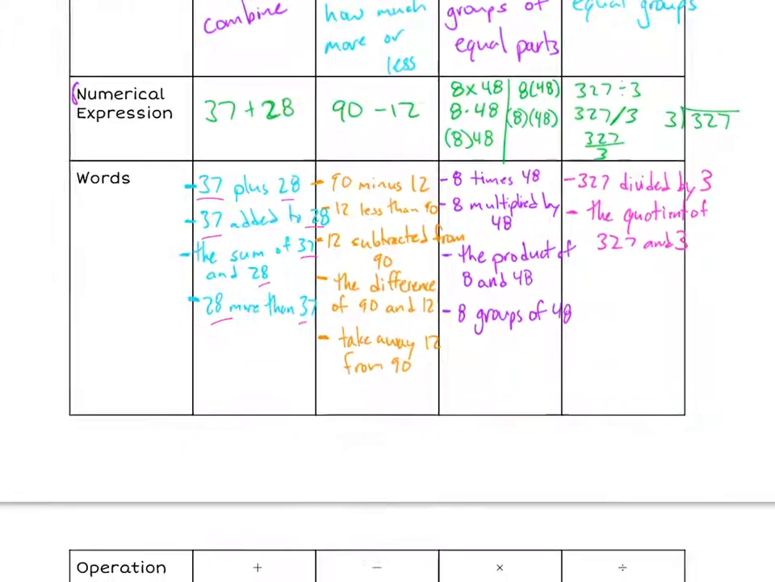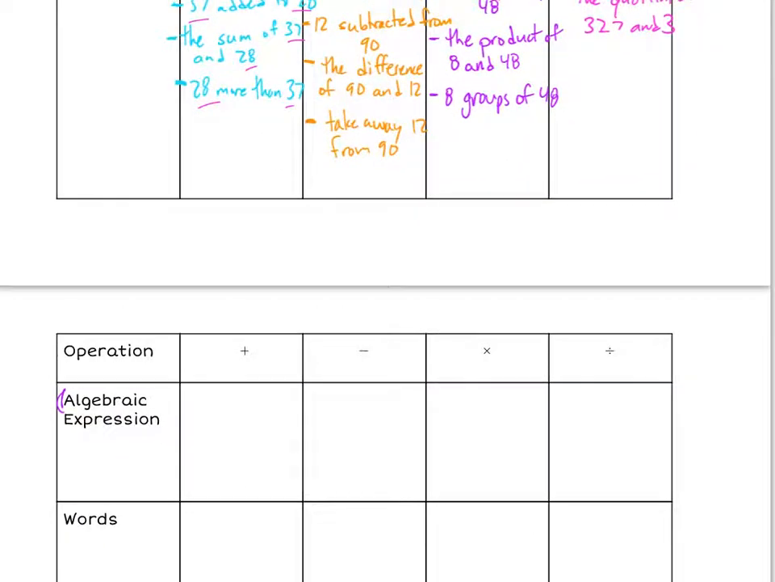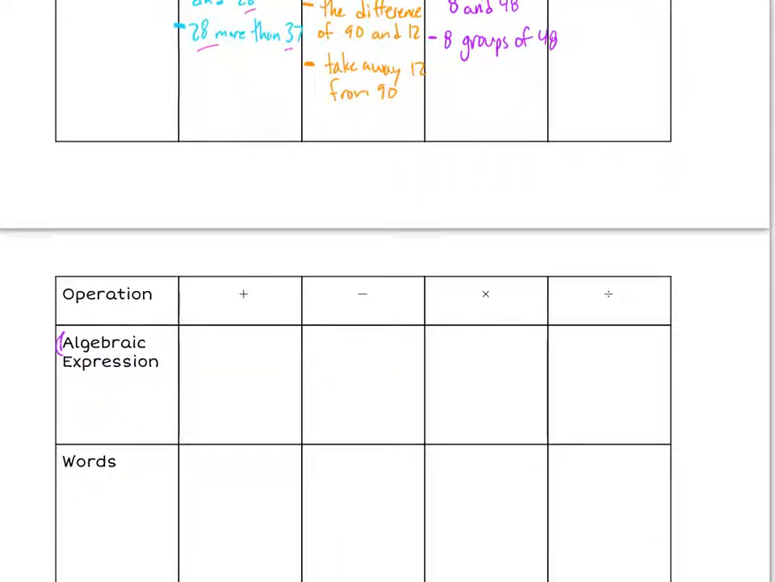Now we're going to go on to the back side. Algebraic expression. What's different between numerical and algebraic? Algebraic has letters and numbers instead of just numbers. Yes, algebraic has to have letters and numbers. So we're going to make this really simple. We're going to take the same examples we used for our numerical and replace one of the numbers with a letter. So, algebraic expression for addition: let's do x plus 28. I have a letter and a symbol, so it can be algebraic.